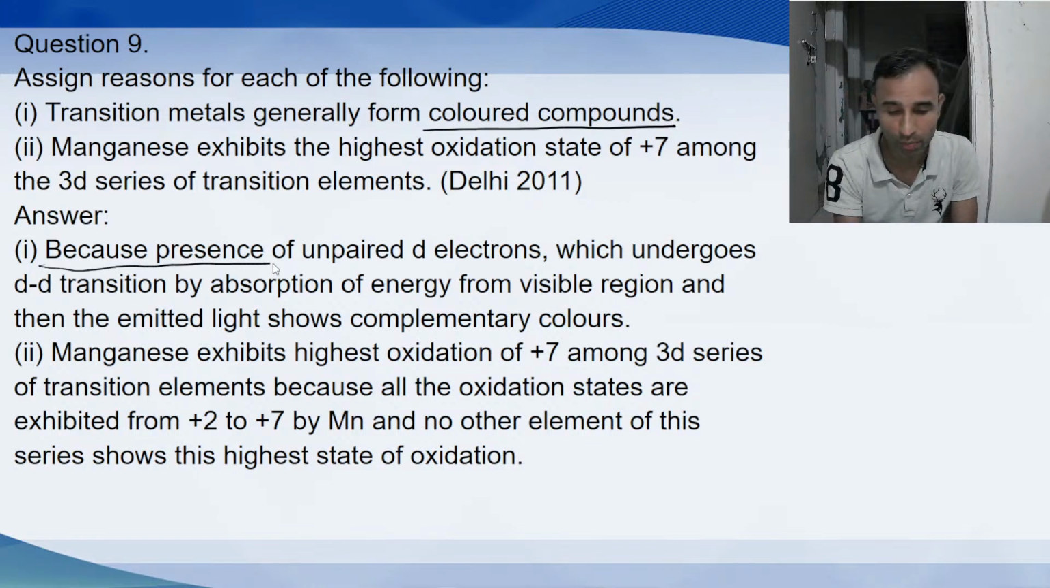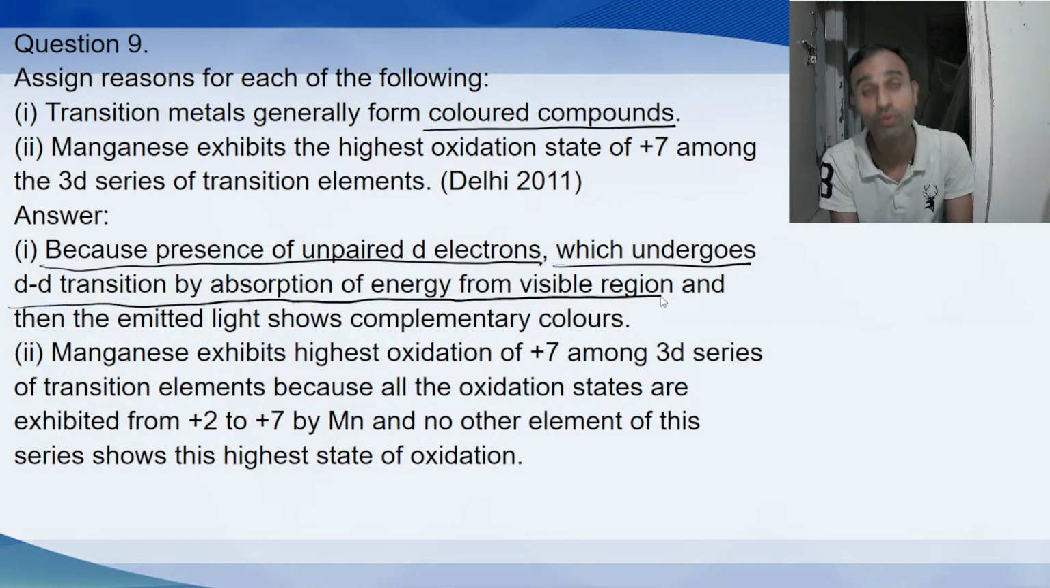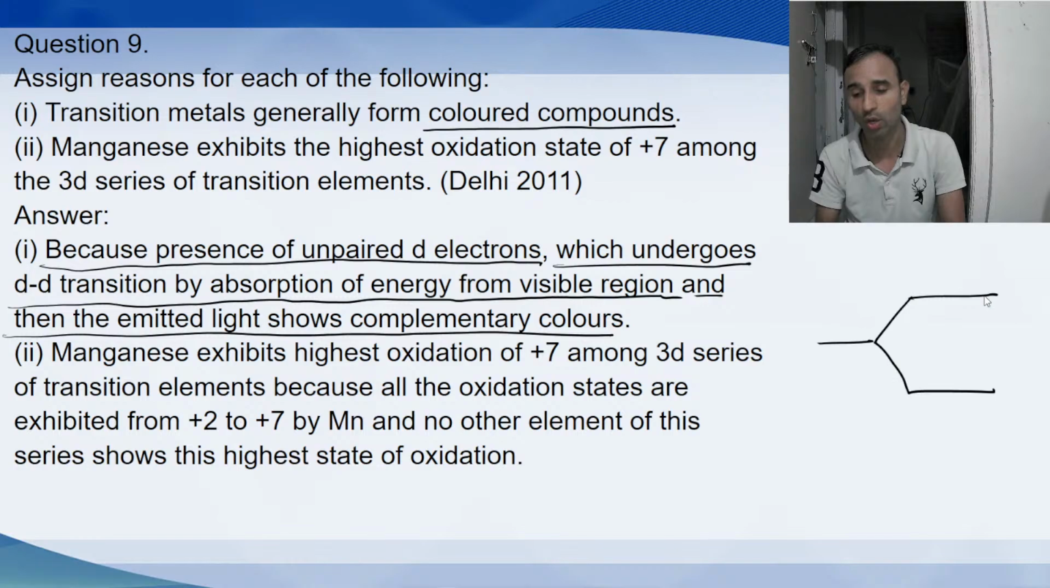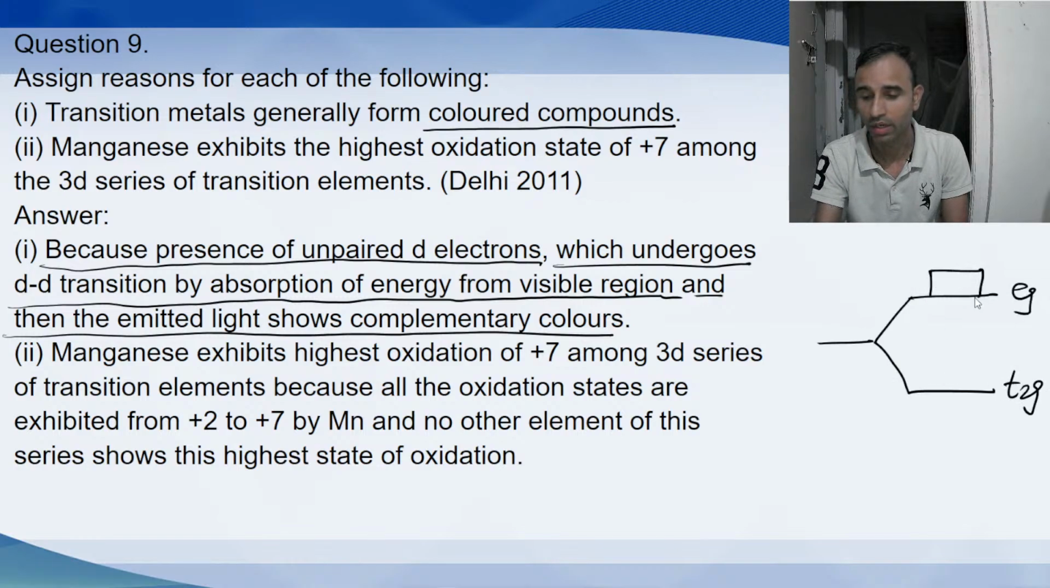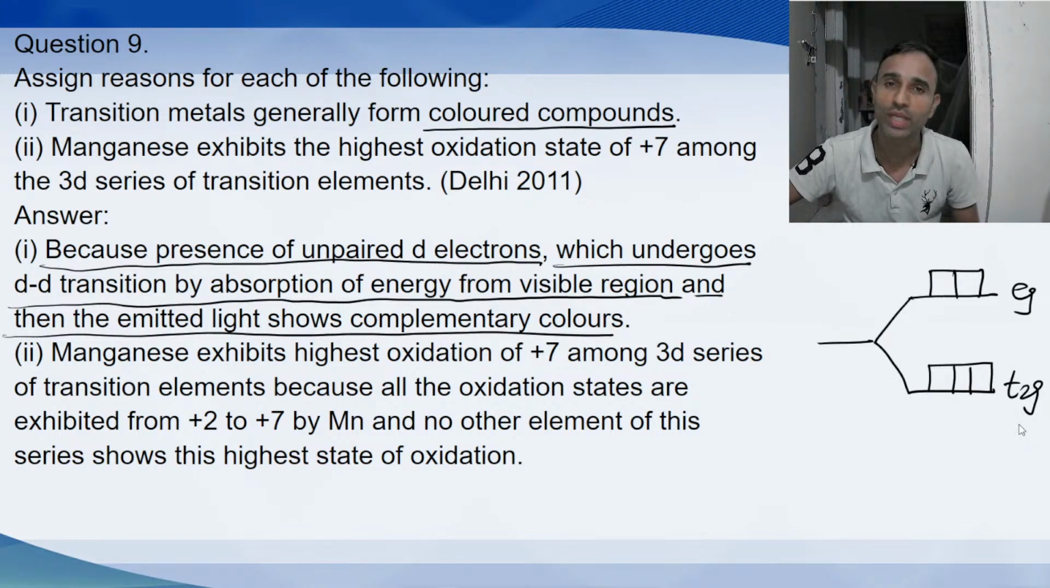Because of the presence of unpaired d electrons which undergo d-d transition by absorption of energy from the visible region, the emitted light shows complementary colors. And just now I have shown this splitting of d orbitals, t2g and eg, in an octahedral field or octahedral complexes. The transition of an electron from t2g to eg is in the visible region, and that's why they are colored.